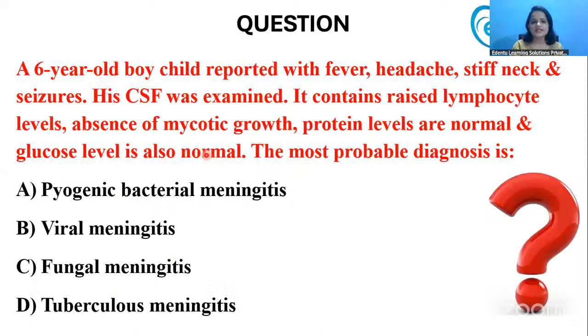Now, next question. A 6-year-old boy reported with fever, headache, stiff neck, and seizures. His CSF was examined and it contained raised lymphocyte levels, absence of mycotic growth, normal protein levels, and normal glucose level. What is the most probable diagnosis? From the symptoms itself, we can conclude that the patient has meningitis, but what type of meningitis can it be? Is it pyogenic bacterial meningitis, viral meningitis, fungal meningitis, or tuberculous meningitis? What can it be?